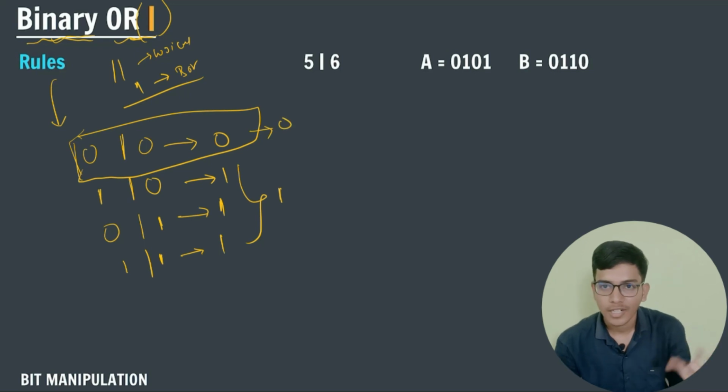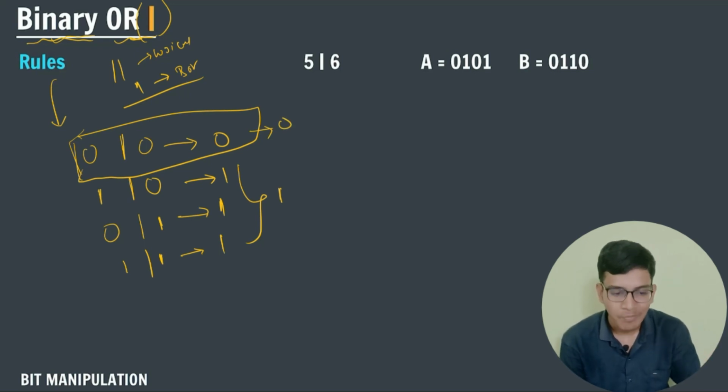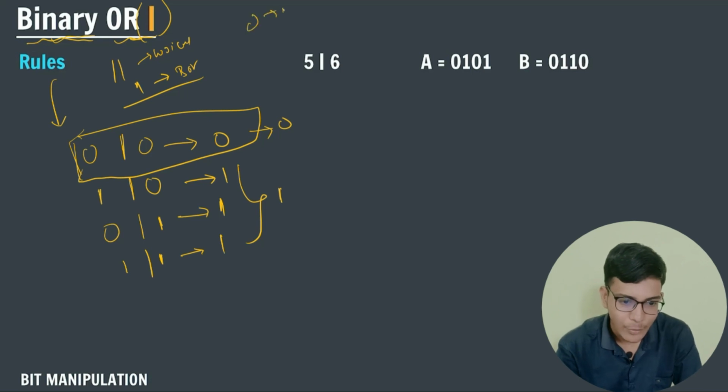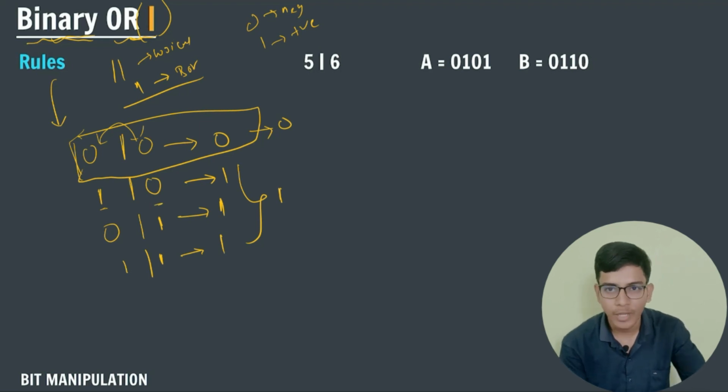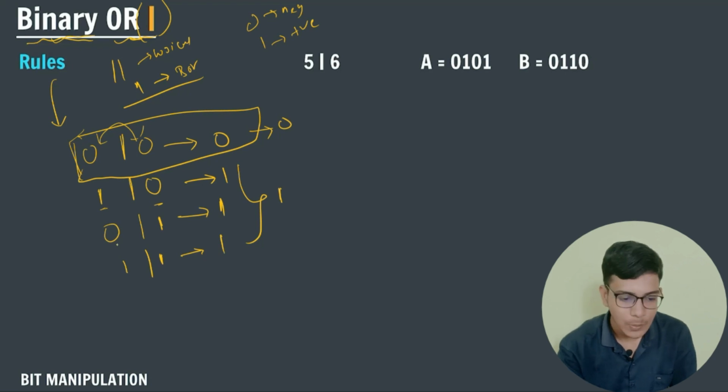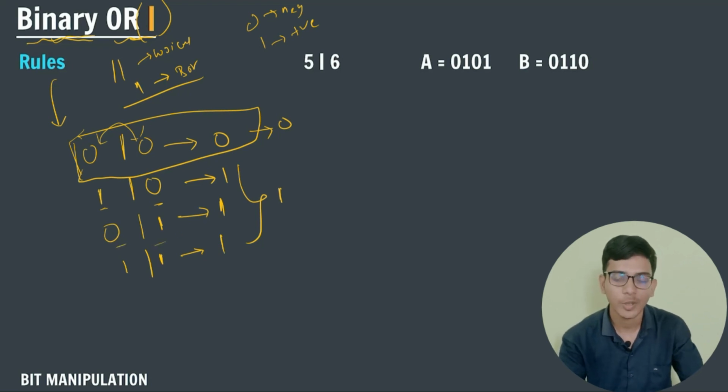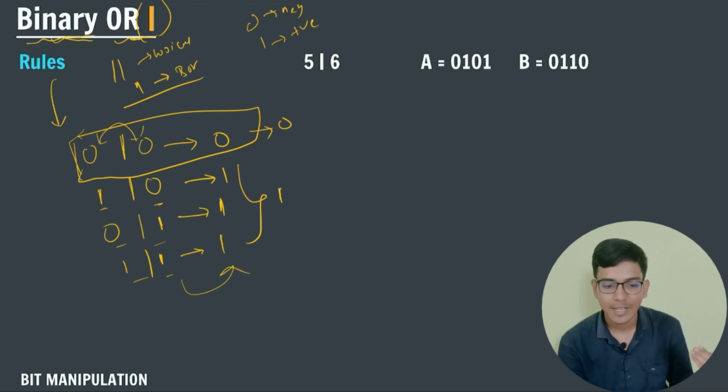You can also imagine this as if 0 is negative and 1 is positive. If a negative person meets a negative person, the output will be negative. If a positive person meets a negative person, the end result will be positive, right? If a negative person meets a positive person, the output is also positive. If both are positive, we again get a positive number. So this is the logic, and this is how binary OR works.